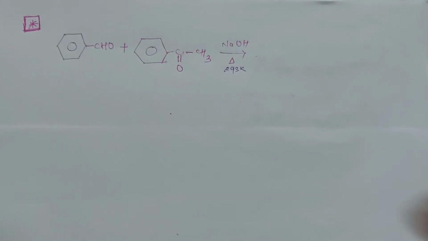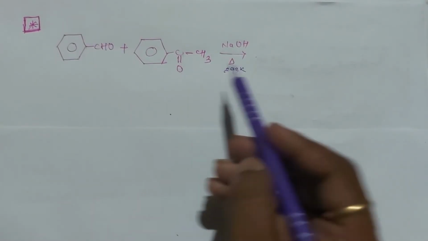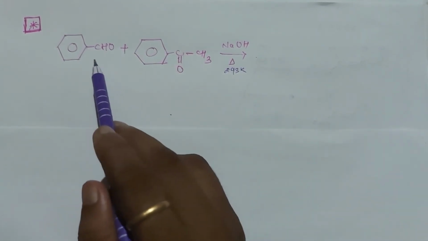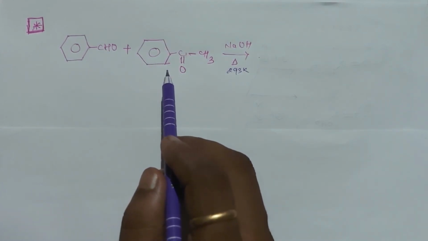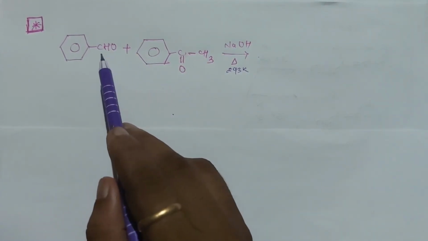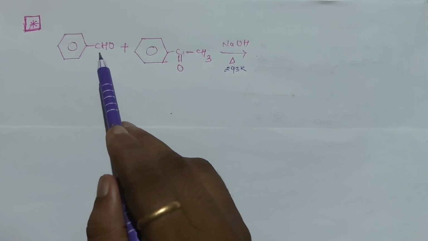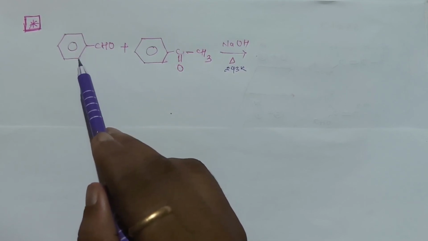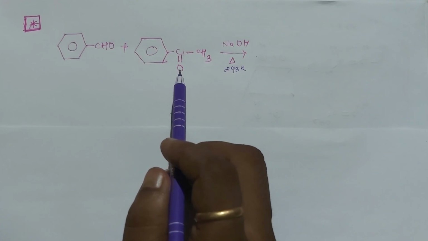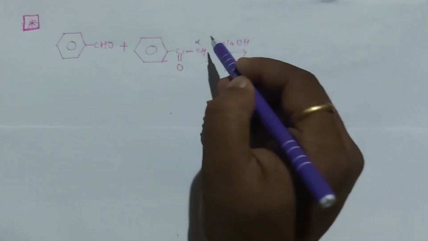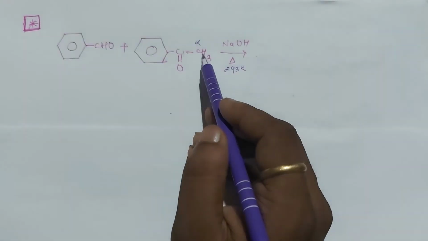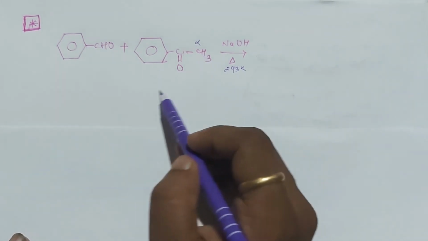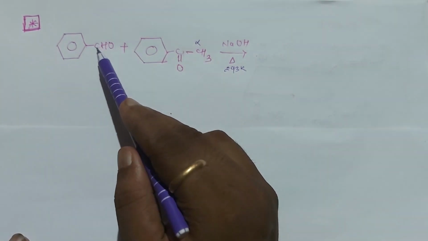Now for this reaction, predict the product. Just write the product. So what will be the product? This is one aldehyde and this is the ketone. This aldehyde does not contain any alpha hydrogen, therefore it cannot behave as nucleophile. Only this molecule contains alpha hydrogen. Here this is the alpha hydrogen, so only this molecule behaves as nucleophile. This carbon will attack the CHO, the aldehyde molecule.